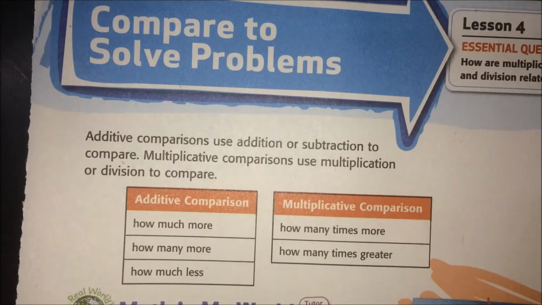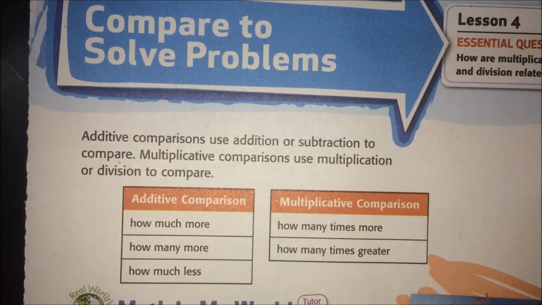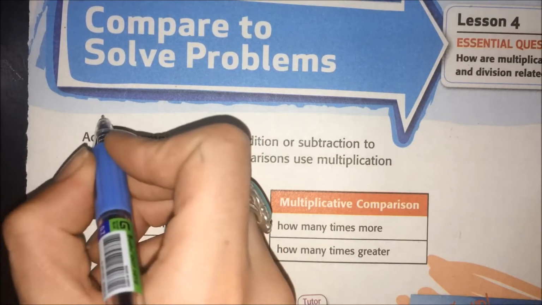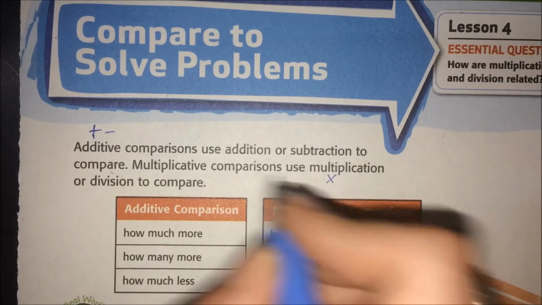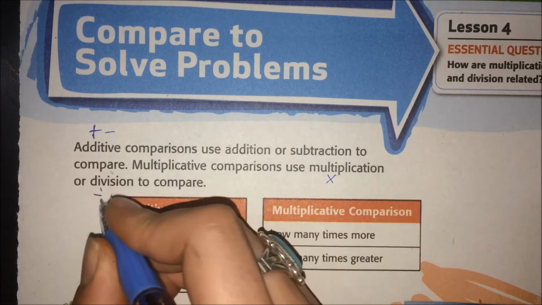Let's get started. Additive comparisons use addition or subtraction to compare. Additive referring to addition or subtraction. Multiplicative comparisons use multiplication or division to compare. Okay, so multiplying or dividing to compare.